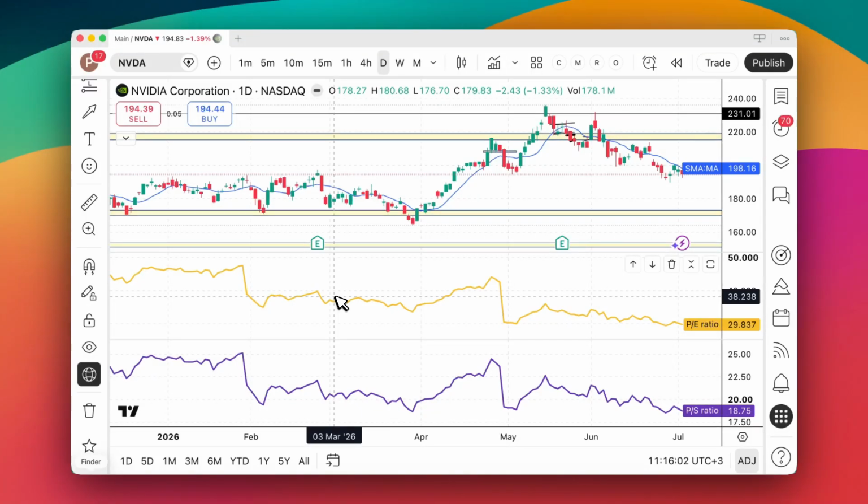What are financials, name, and value labels on TradingView? Now, notice in the price scale we have here labeled the SMA moving average and its value. Even below, the fundamental indicators, we see the P/E ratio, value 29.8, and the price to sales ratio, 18.75. How do I enable those?